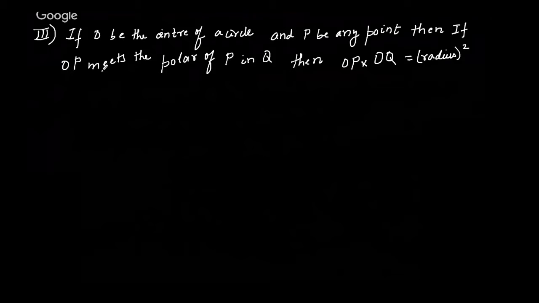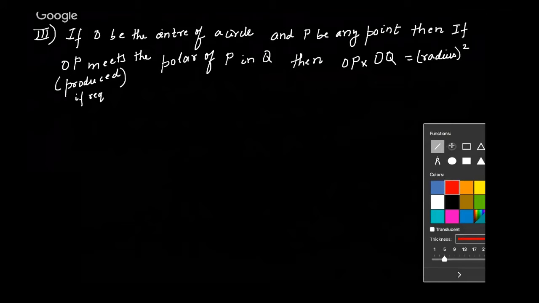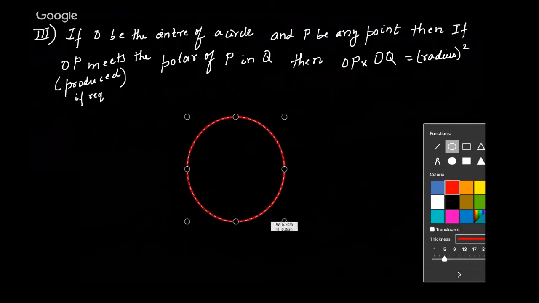Now OP may not meet directly, but if required, if produced, if required. So OP, if produced, meets the polar of P in Q, then OP into OQ is radius square. So let's quickly construct it. All of you please prove it at your end also.